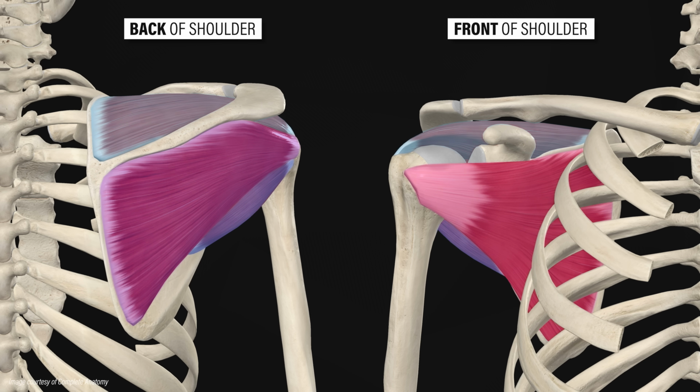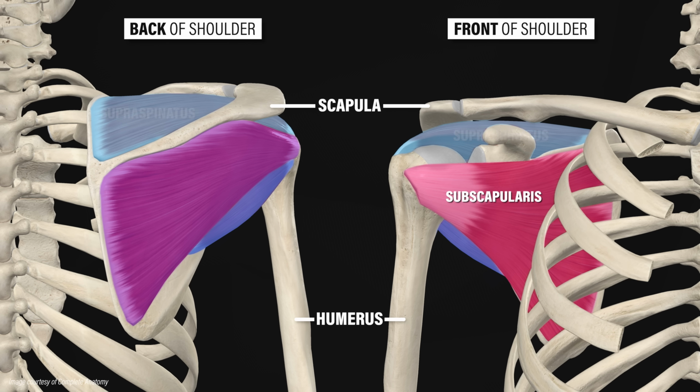The rotator cuff consists of 4 separate muscles that attach from the scapula or shoulder blade to the humerus or arm bone. These 4 muscles are the subscapularis on the front of the shoulder blade, the supraspinatus on the top, and the infraspinatus and teres minor on the back.